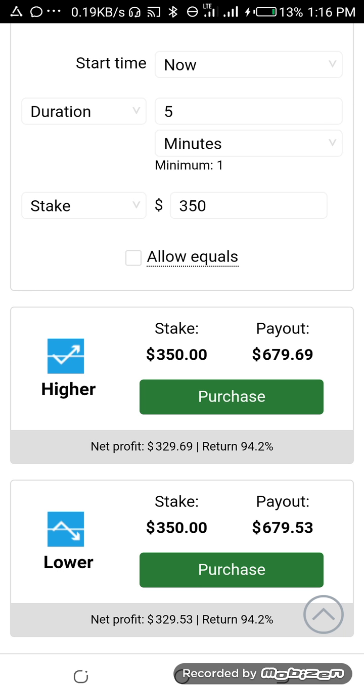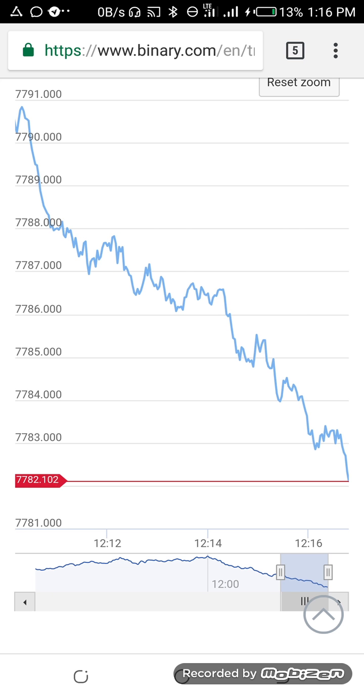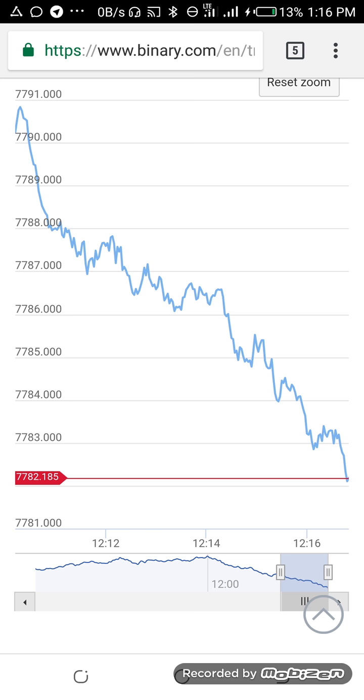So I'm going to show you another so that you know it didn't just happen. Okay, let's try and look for a call whether it's going to rise. It's still on downtrend.